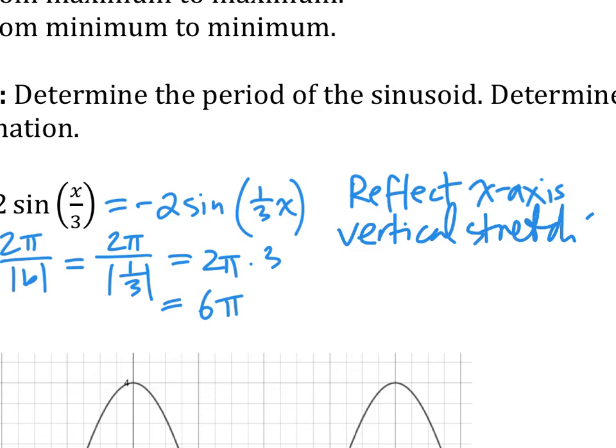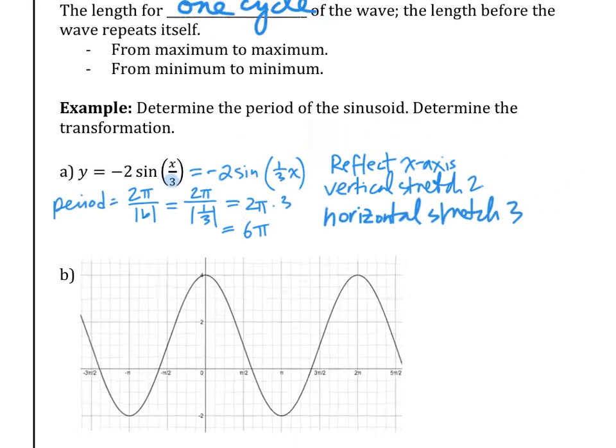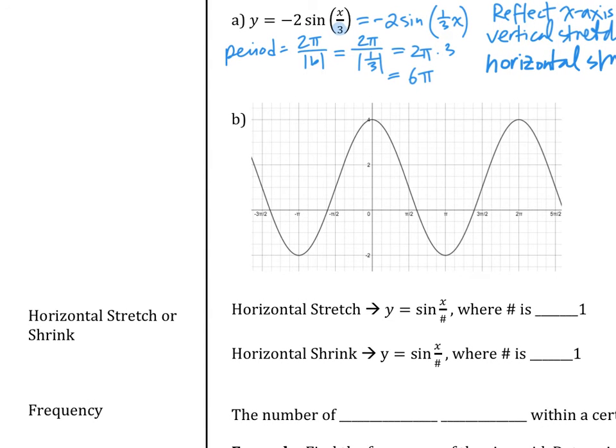And then you can see that there is this 3 inside the function and in the denominator. So that tells me that this is a horizontal something, horizontal stretch or compress. And if you recall that horizontal something has to be in the denominator, which it is. And it is a number that is bigger than 1. So this is a horizontal stretch of 3. All right. Let's skip this one here, B, because that's the same graph as before.